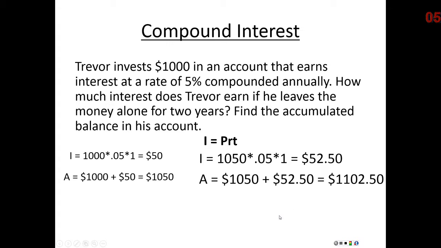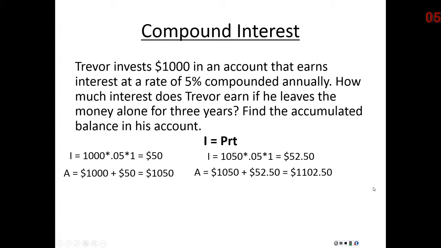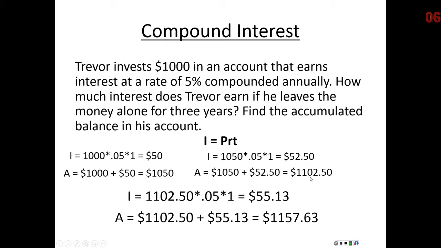Now the third year, again, we're going to do the same thing, but we're not going to start at 1050 or 1000. We're going to start at 1102. See, your balance increases. So for 1102, multiply that by 0.05 for the third year, and you get 55.13. You're going to add that to your accumulated amount of 1102.5. So now this becomes your accumulated amount on here. Okay, so are there any questions on that?